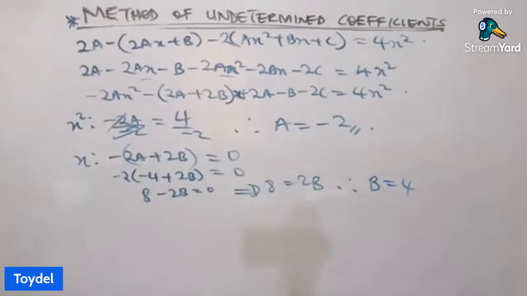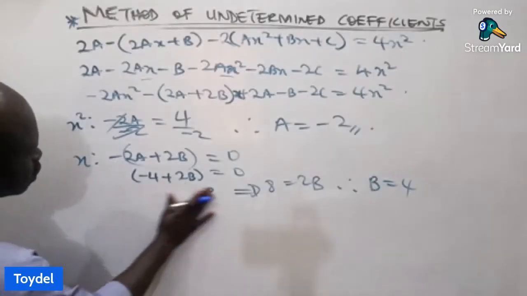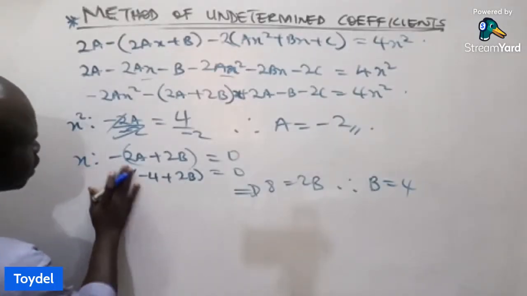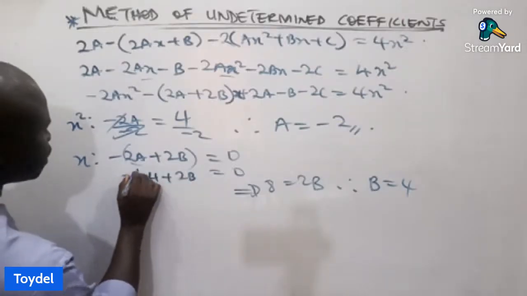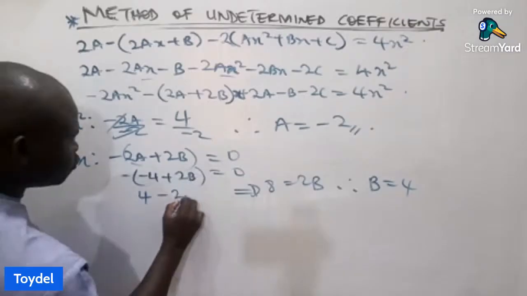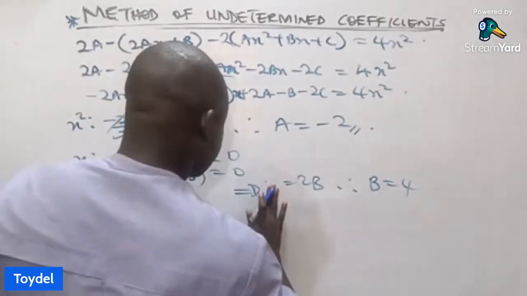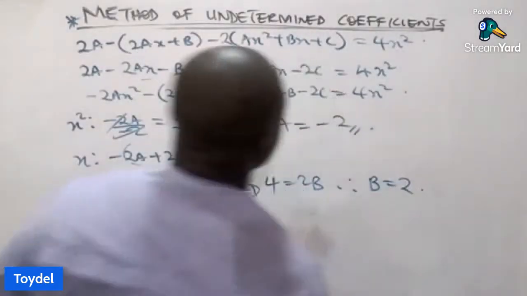There's no a here. This will just give us minus 4 plus 2b. So here I'm going to get 4 minus 2b. Here b will be equal to 2. We got the value of b.